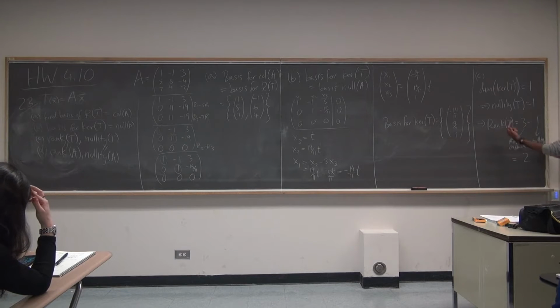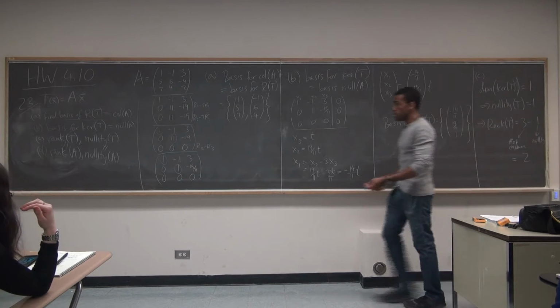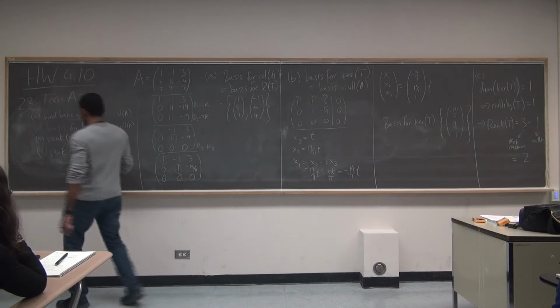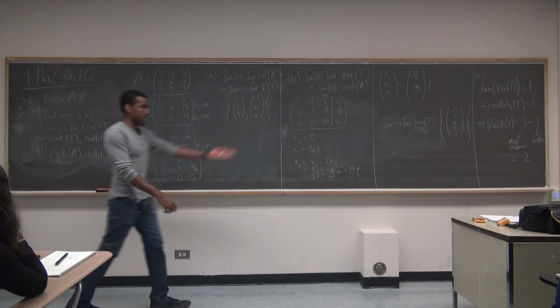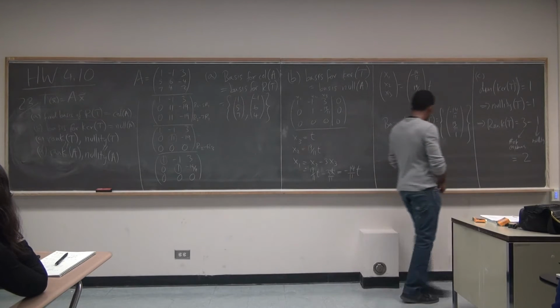Remember, when you add the nullity and the rank, you should get the number of columns, which is the dimension of your input space. And part D is exactly the same. There's no difference between the two.